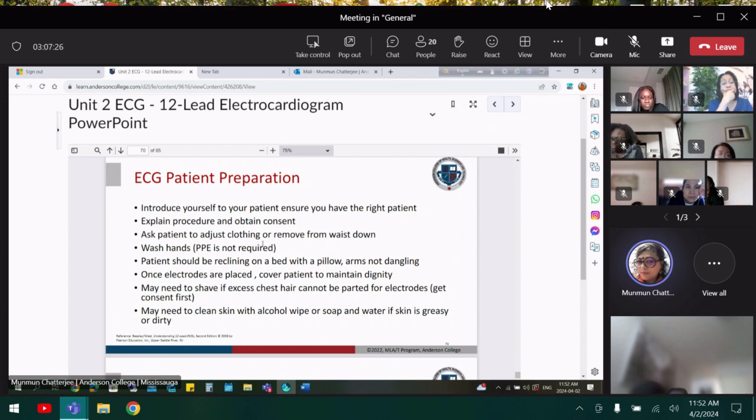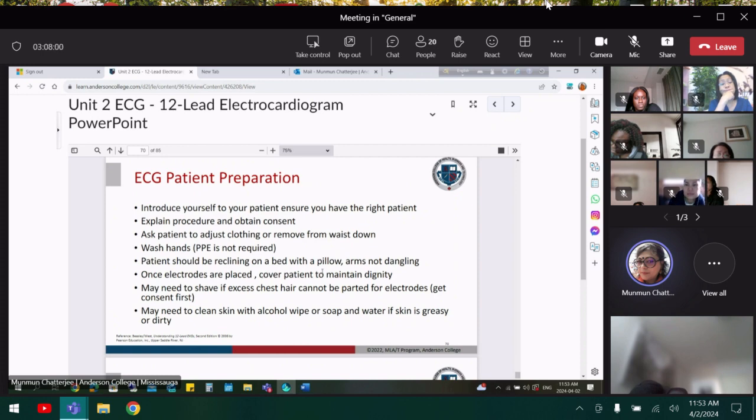Wash hands. PPE is not required, but in hospital or everywhere, we just use the basic PPE. I'm not telling you the gowns and other things, but mask and other things should be worn always. If the patient is in contact isolation and you are doing the ECG, you have to do that, no choice. The patient should be reclining on a bed with a pillow, arms not hanging, not touching the side of any metal.